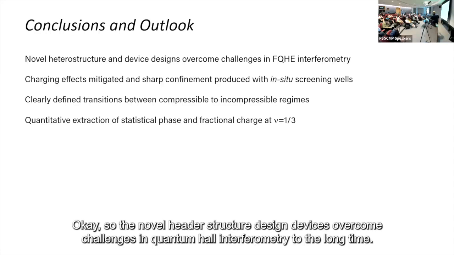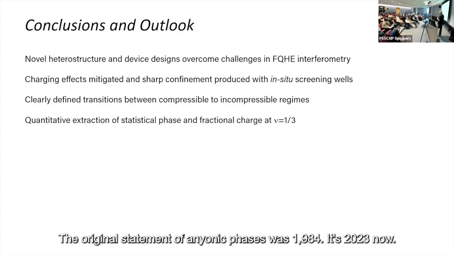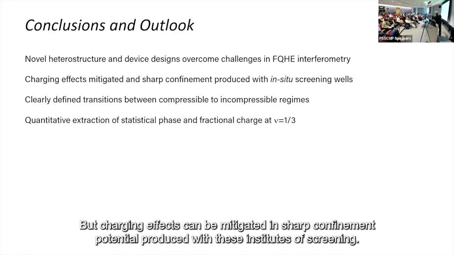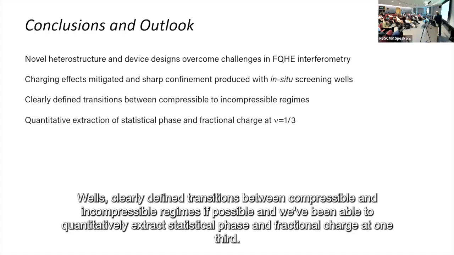Okay, so the novel heterostructure design devices overcome challenges in quantum Hall interferometry. It took a long time. The original statement of anyonic phases was 1984. It's 2023 now. But charging effects can be mitigated and sharp confinement potential produced with these in situ screening wells. Clearly defined transitions between compressible and incompressible regimes are possible. And we've been able to quantitatively extract statistical phase and fractional charge at 1/3.